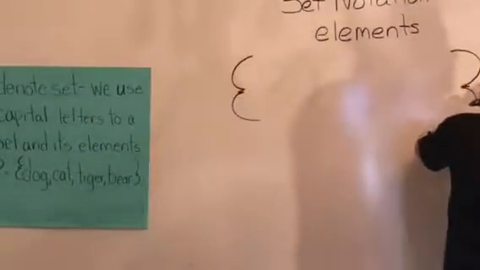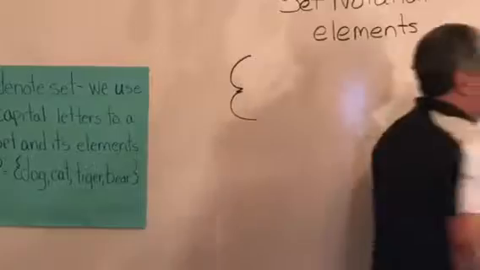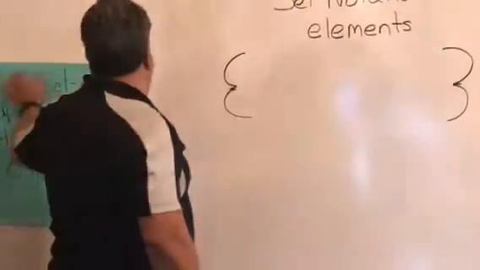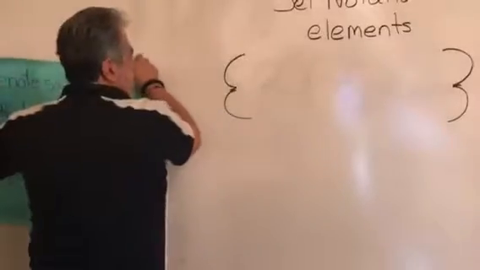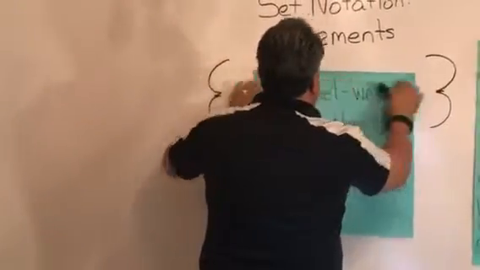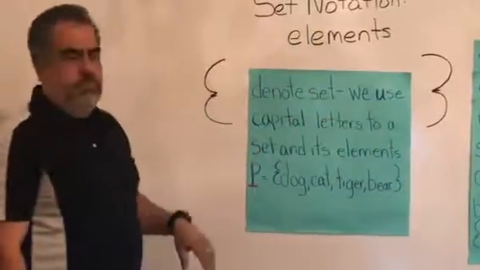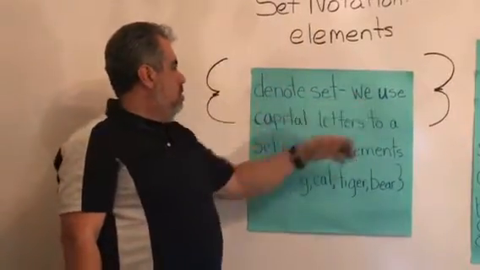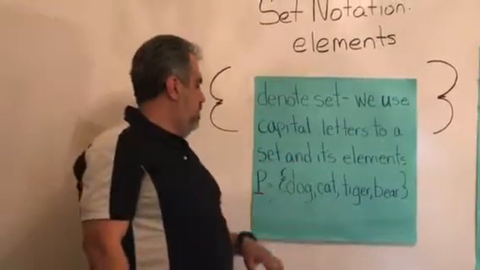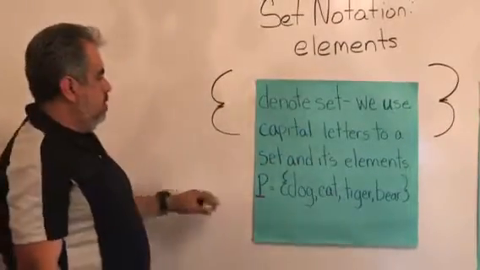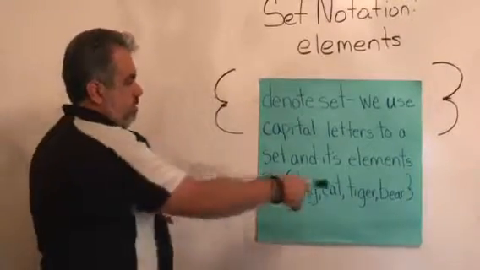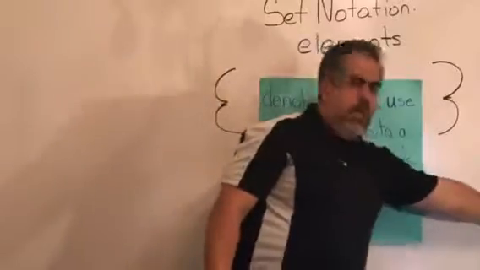And remember, that's how we separate the objects of the set within the braces, by commas. The last one we're going to put in our vocabulary is denote. Denote sets. We use capital letters to name a set and its elements. So we're going to use a capital letter to name that set. So whatever set it is, for example, the dog, cat, tiger, and bear.